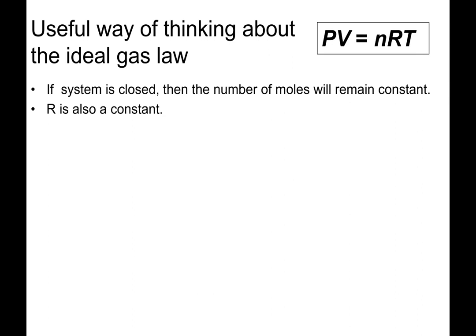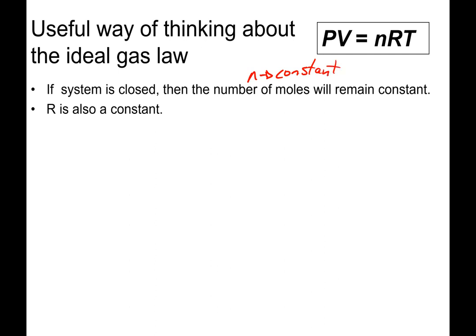Okay, final slide. A useful way of thinking about the ideal gas law. Notice PV equals nRT is listed up there in the right corner, but I just wanted you to think about this idea because this can be super useful in solving problems. If a system is closed, and most of the problems you're going to get, in fact, I can't think of one that isn't going to be given to you where the system isn't closed, then in terms of a calculation problem, the number of moles will remain constant. So n is constant. And we already know that R is constant.